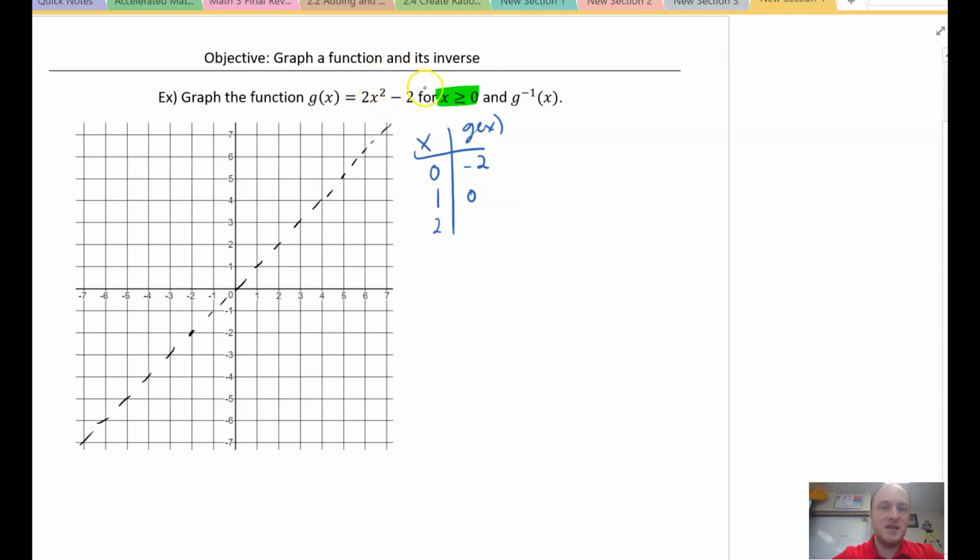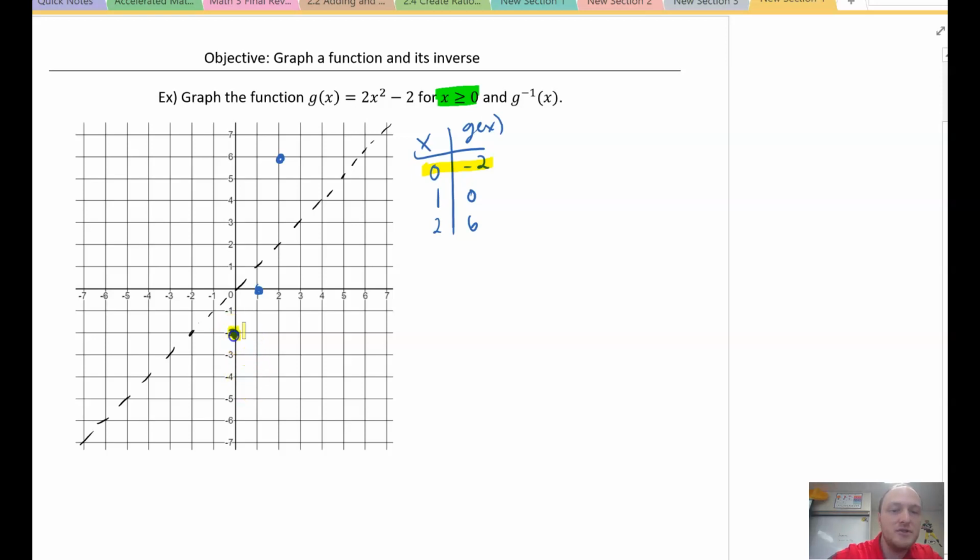Times 2, that's 8. Minus 2, 6. Okay, and I think that's about as far as we're going to get with values. So here's my first point: 1, 0, and 2, 6. Okay, so it's also important to note your very first point that you plugged in, 0, 2.